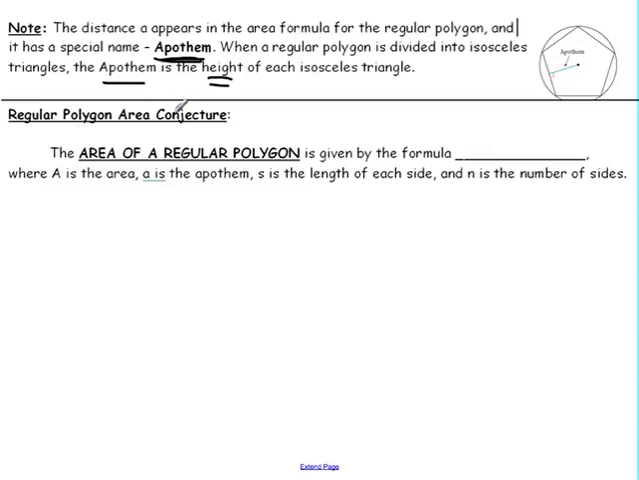So let's make this conjecture. The area of a regular polygon is given by the formula A equals 1/2 S times A times N. Remember, S is the side length, a is the apothem, and 1/2 S times A is the area of the triangle, times the number of sides. Capital A is the area, lowercase a is the apothem, S is the length of each side, and N is your number of sides, which turns out to be your number of triangles as well. I've also seen some people write this as S times A times N divided by 2.